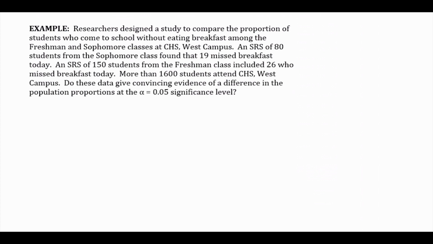Do the data give convincing evidence of a difference in the population proportions at 5%? So we're comparing two separate populations. Let's identify them first. The first thing we have to do is identify them.